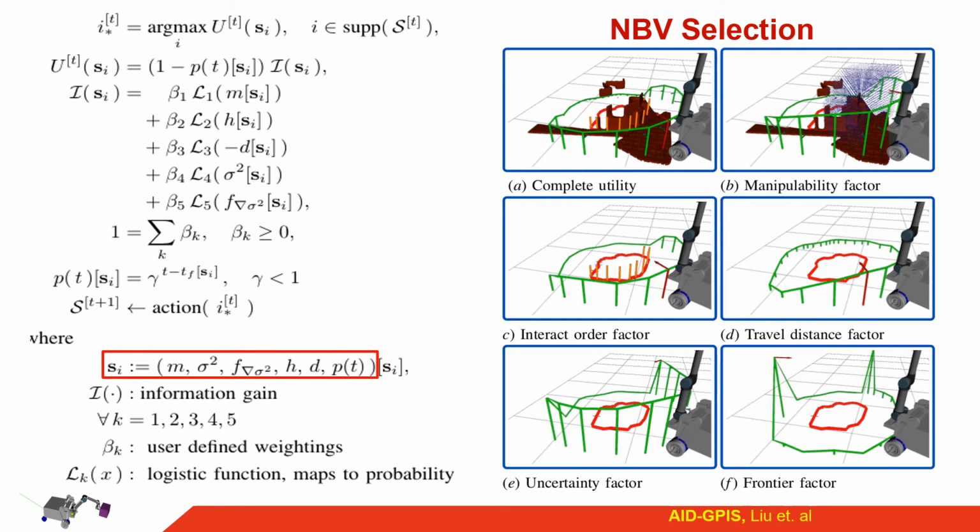These factors include a manipulability factor, an interact order factor, a cluster travel distance factor, a segment uncertainty factor, and the frontier factor.